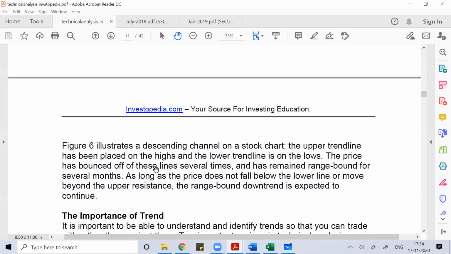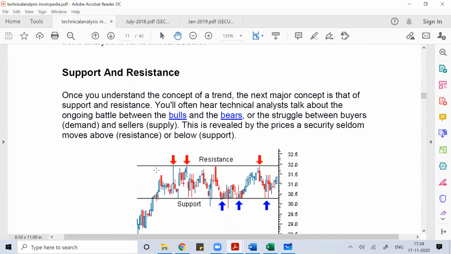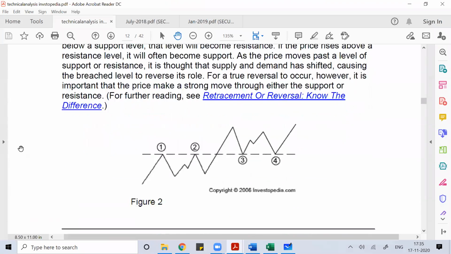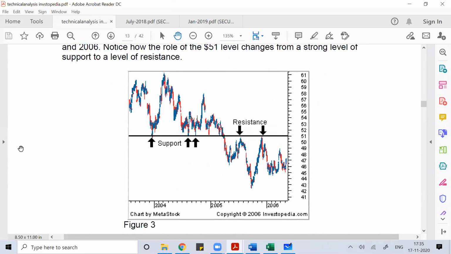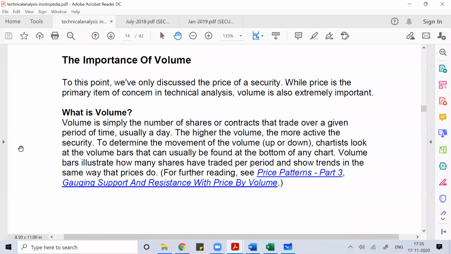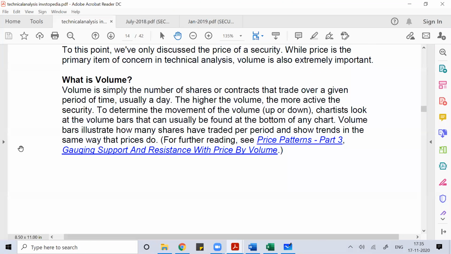Channels and all are not important. So support and resistance, these are the basics. You can read this. I'll send this to you for your basic reading. You can read it to understand the concept of support and resistance.